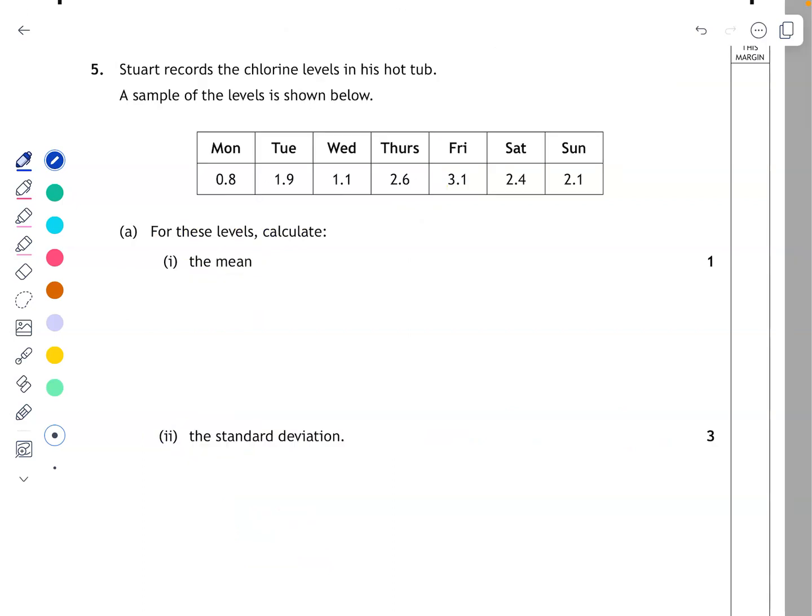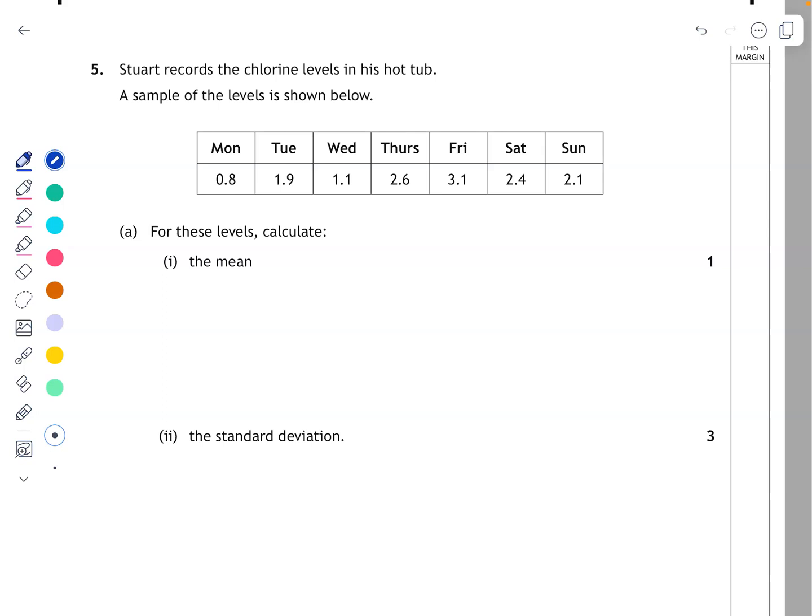So question 5. Stuart records the chlorine levels in his hot tub. A sample of the levels is shown below. So we got Monday through to Sunday, and we got the various chlorine levels. No units given, just numbers.